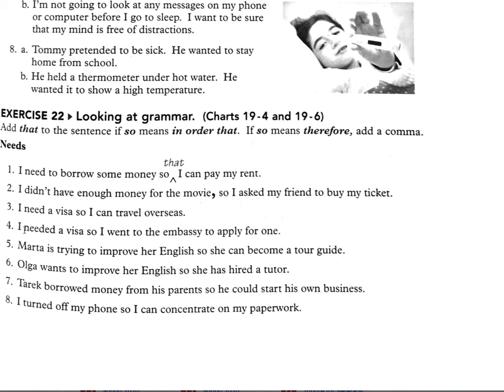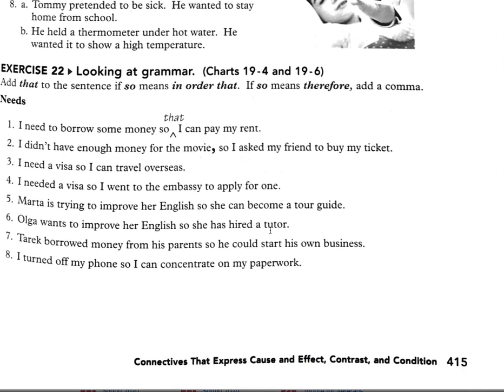Number 4. I needed a visa, so I went to the embassy to apply for one. Here, so means therefore. So you're going to use a comma. I needed a visa, comma, so I went to the embassy to apply for one.